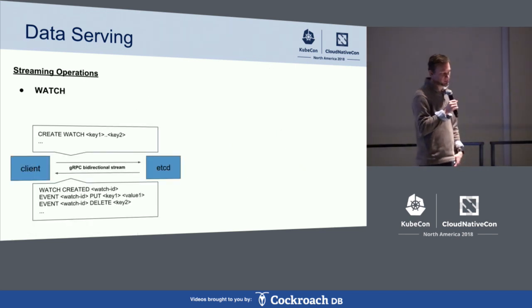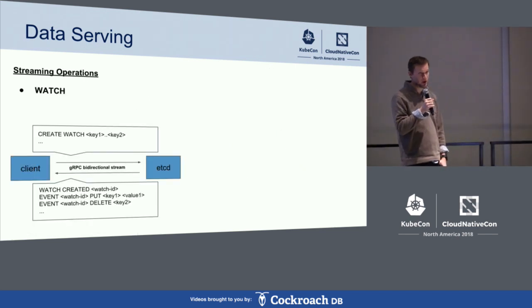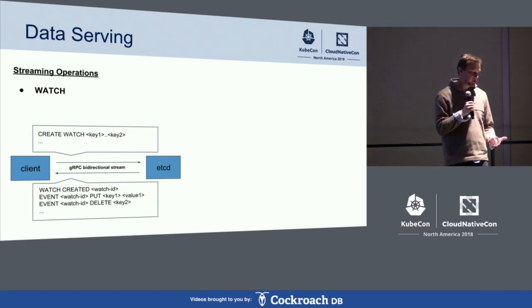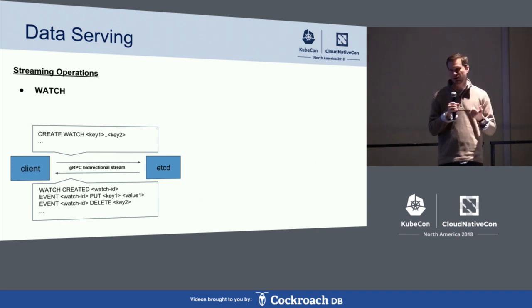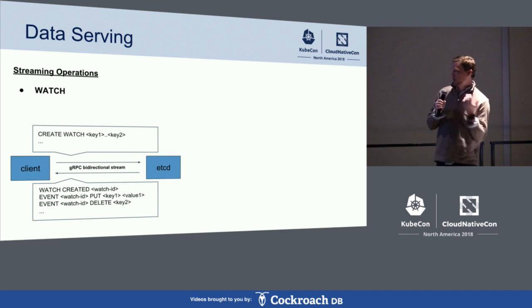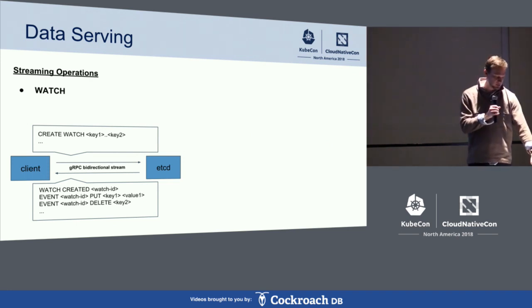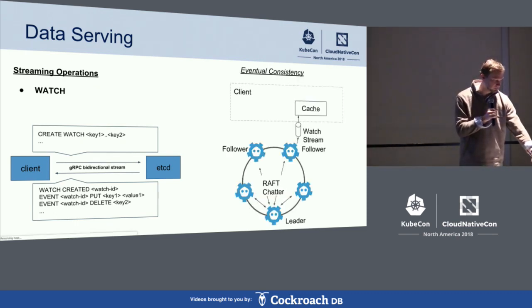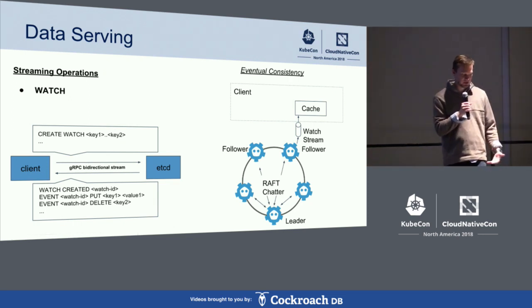Another major type of operation that etcd has is a watch. This is a streaming operation. And what etcd does is it establishes a gRPC bidirectional stream with a server. And then it sends requests one way and receives updates in the other direction. So it can ask to establish watches over particular regions of the key space, and then it will eventually receive acknowledgements that the watch has been created, and then receive events for any changes to that region of the key space in order. This, of course, is eventually consistent.